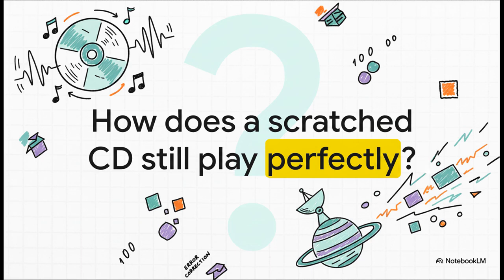A deep scratch on a CD, that should turn the music into a garbled, unlistenable mess, right? And a crystal clear image sent all the way from Mars, through millions of miles of radiation-filled space, that should be completely fried. But it's not. So why? The answer is all about defeating noise.